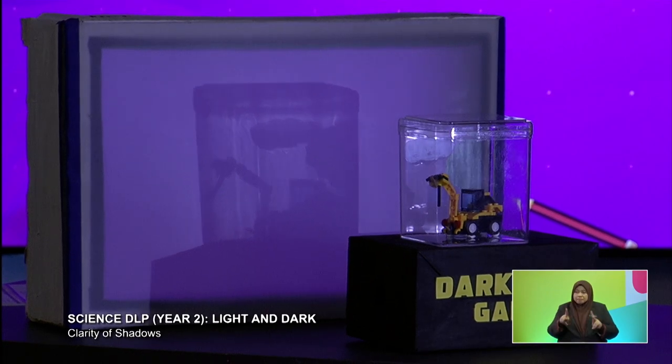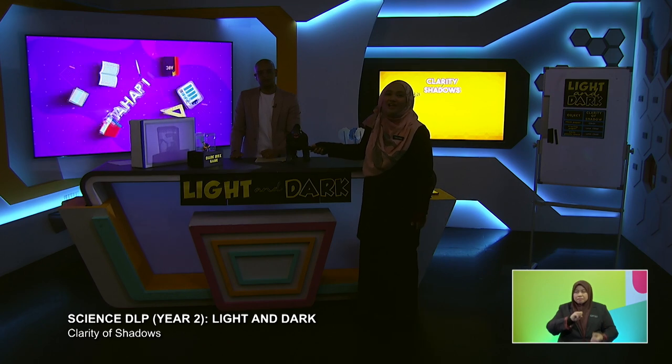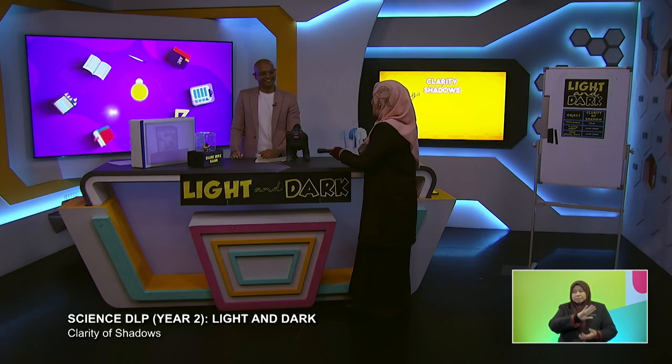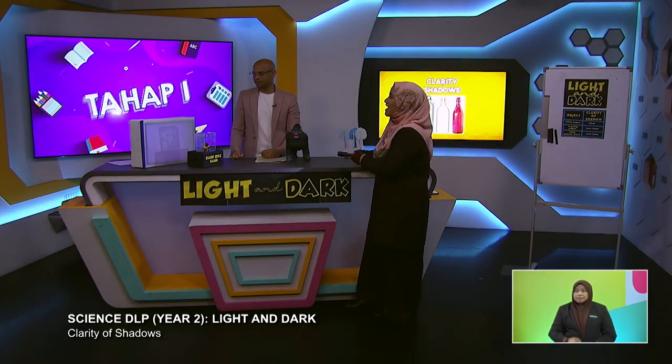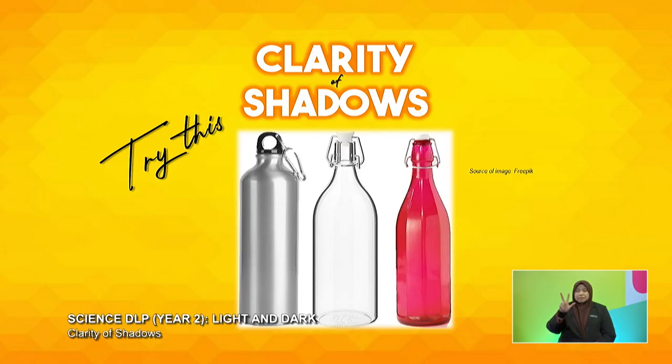Yeah, actually, John. Okay, so now I have a question for you. Are you ready? All right. Look at the screen right now. We have three types of bottles in front of you: metal, glass, and a colored one. Which one of these bottles will cast a very clear shadow?